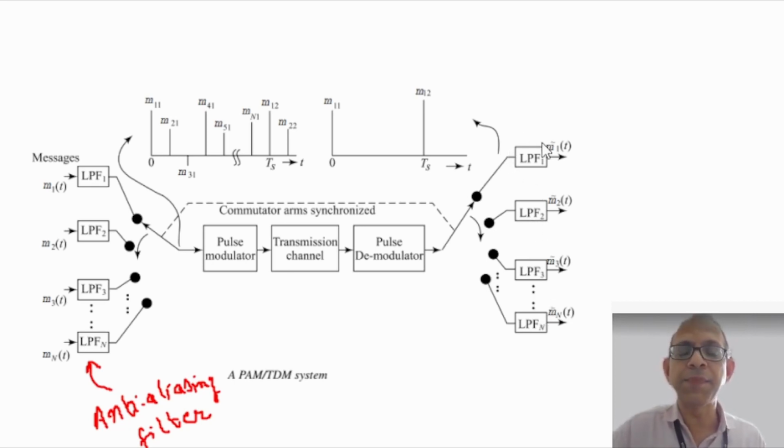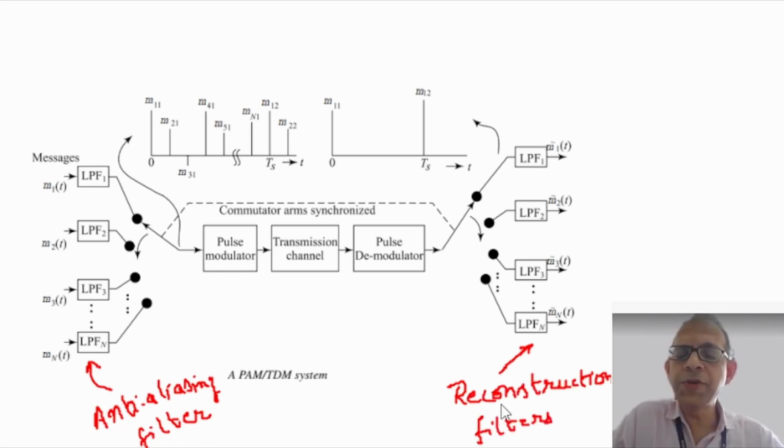And then these samples are smoothened through a low pass filter to get the best estimates of the transmitted signals m1(t), m2(t), and so on. We have denoted them here as m1 tilde (t), m2 tilde (t), and so on. So these low pass filters are used for reconstruction purposes, so they are called reconstruction filters. This way, time division multiplexing gives a way for efficient utilization of the channel for all time.